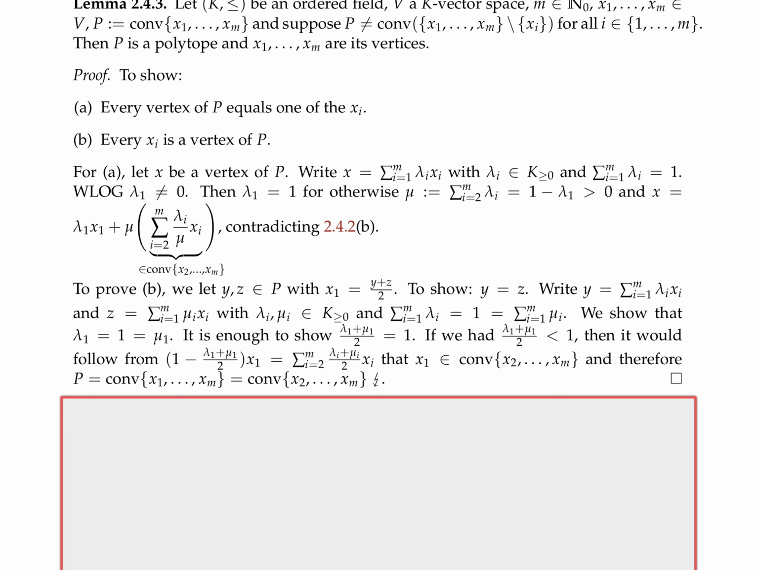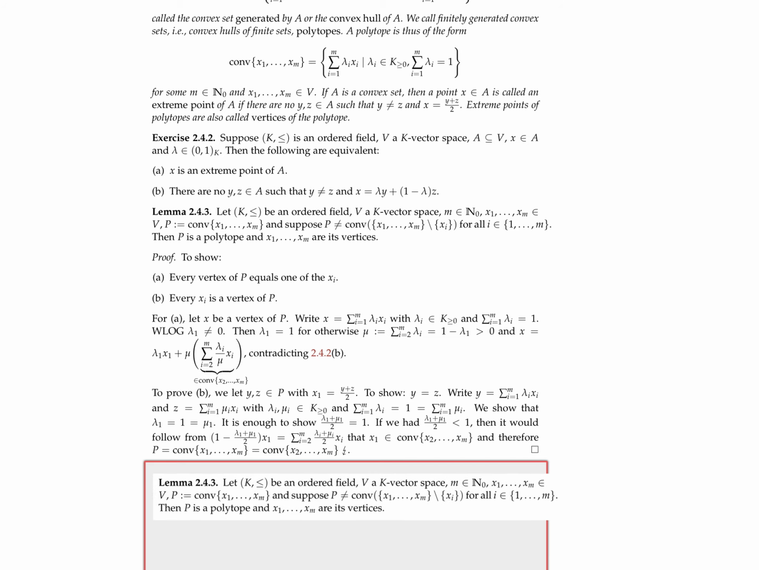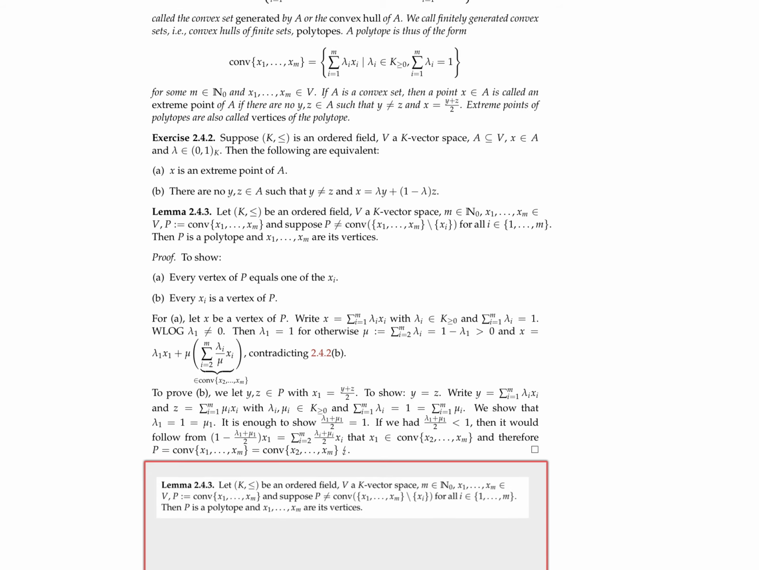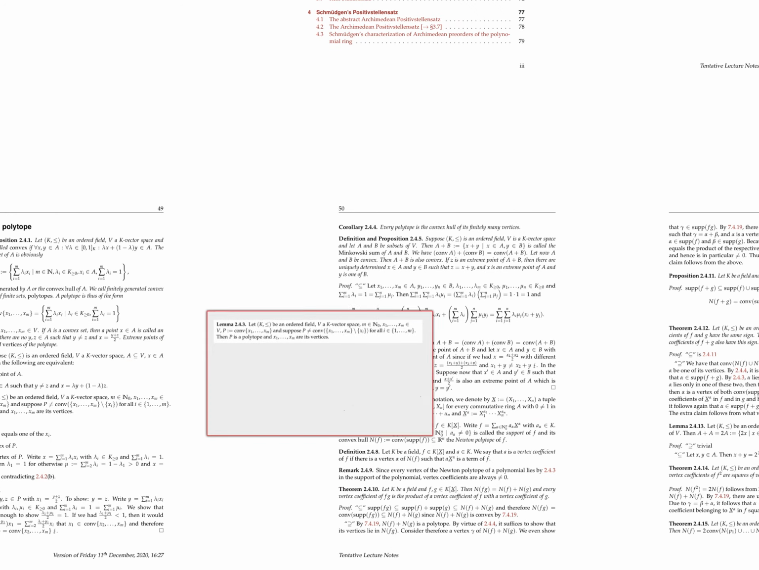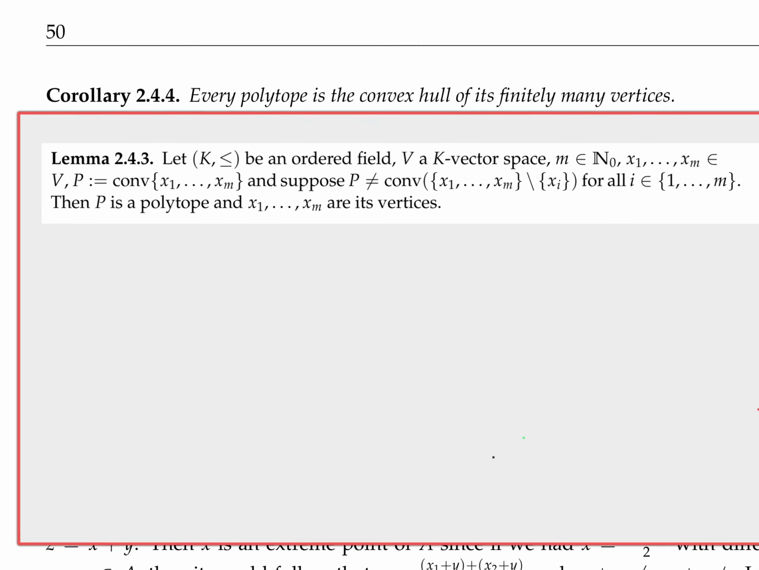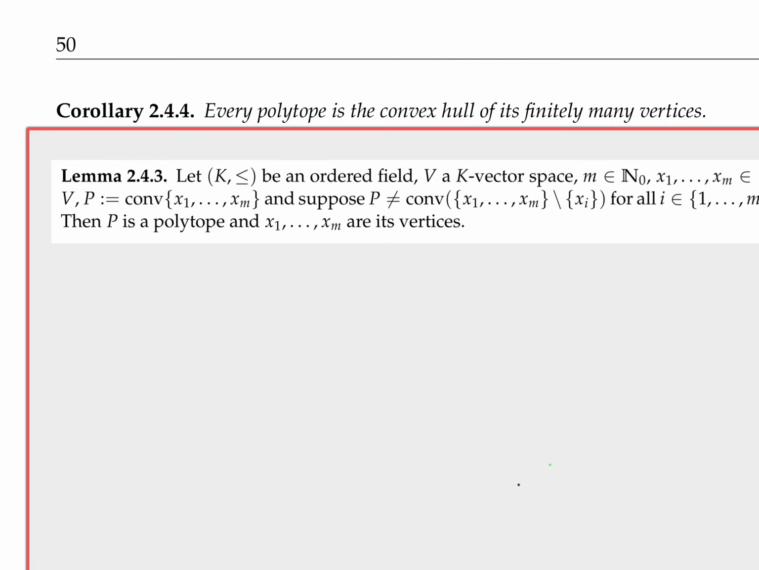Okay, so we have this lemma. And we can actually use this to draw the following important corollary, namely that every polytope is the convex hull of its finitely many vertices.